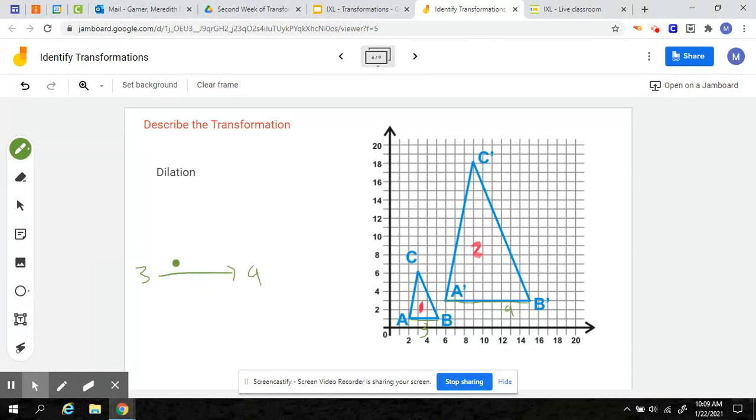So in order to figure out the scale factor, I'm going to say, what did I have to multiply to get to 9? And the answer here is 3, right? 3 times 3 equals 9. So that means my scale factor is 3. The second triangle is 3 times bigger than the first. So this is a dilation with a scale factor equal to 3.